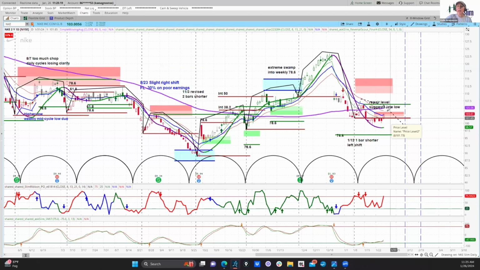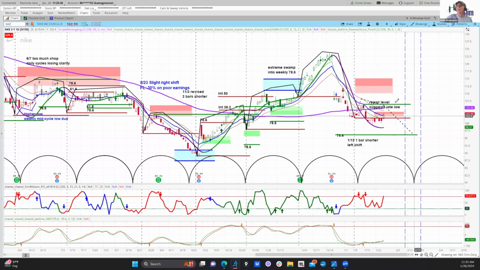So we have created this minor resistance zone using the fib tool on this presumed cycle high and this low. And we've gotten up into that zone today. So we would expect this area to hold and for Nike to move back down into the cycle timing window here, which is projected from February 9th to February 20th.